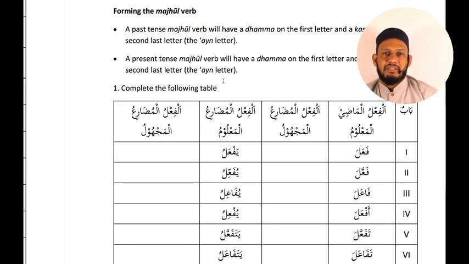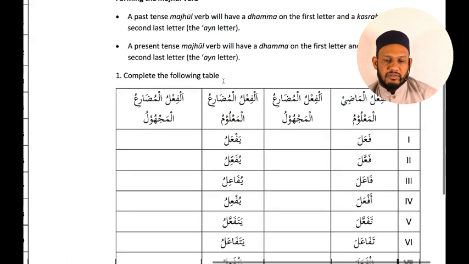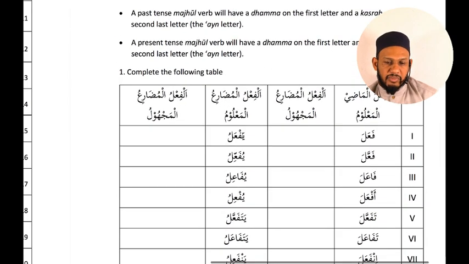And then in the present tense majhul, it will have a dhamma on the first letter and a fatha on the second last letter. So let's do it together quickly. Dhamma, yaf'alu is the normal one. If you want to make it majhul, I put dhamma in the beginning. So it becomes yuf'alu.